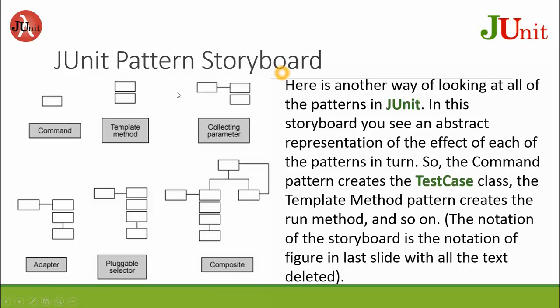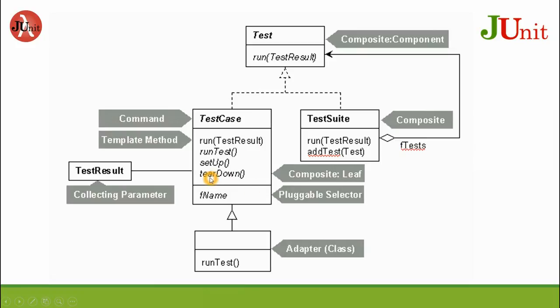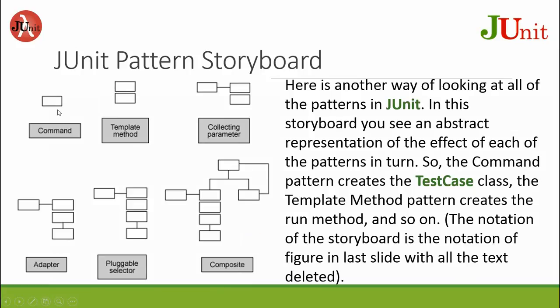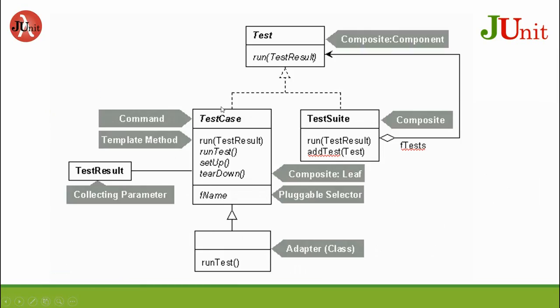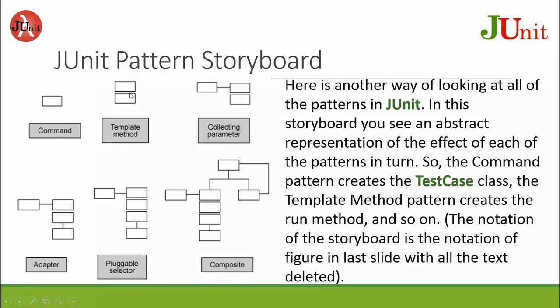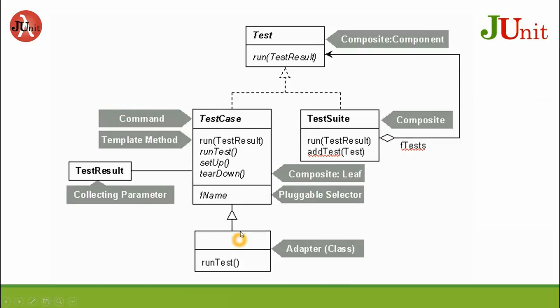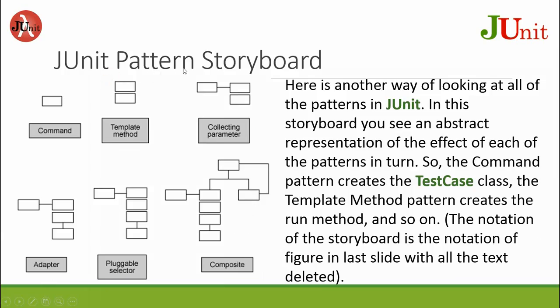JUnit testing has different kinds of storyboard: a command, template method, different methods in there. Collecting parameter, you come with different parameters for parameter testing. Adapter case. These different boxes actually are, if you just look at this as a box. This diagram shows you the command that is only this test case. And this one, template method, comes with this and this. So this shows you different pattern storyboards that you can do.